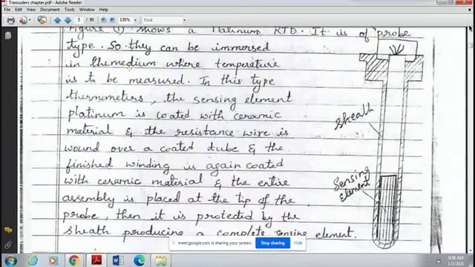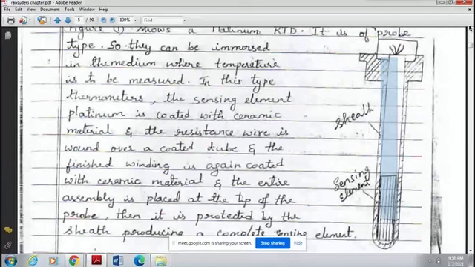You can look into this diagram here. This outer part is a shield, a medium where it has to be inserted. So this is a probe, which is inserted in a medium where temperature has to be measured. In this type of thermometer, the sensing element will be platinum, coated with the ceramic material, and the resistance wire inside this probe is wound over a coated tube, and it is finished.